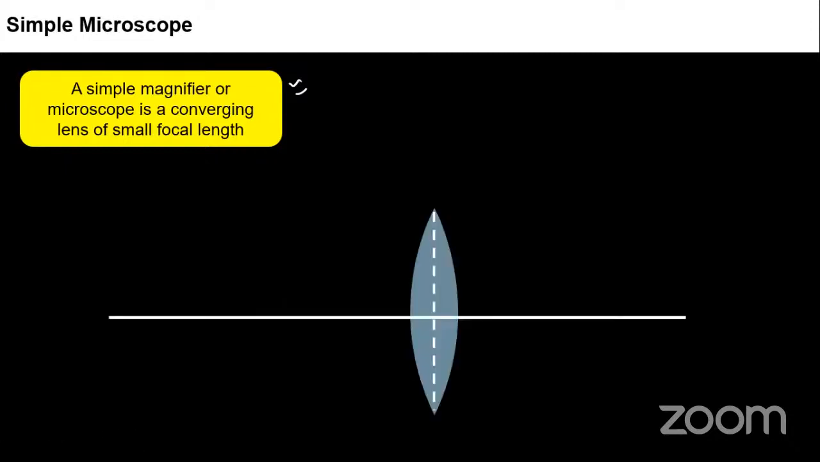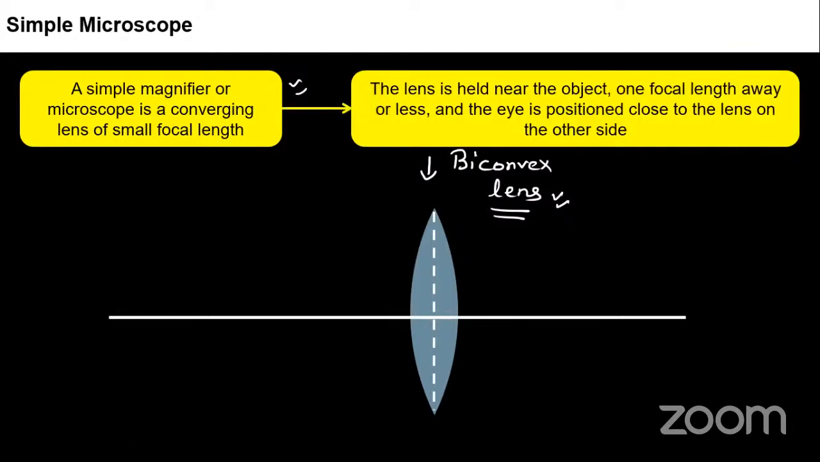See, a simple magnifier or microscope is a converging lens of small focal length. In a simple microscope, you use only one lens that is converging. You can call it a biconvex lens. And the lens is held near the object.